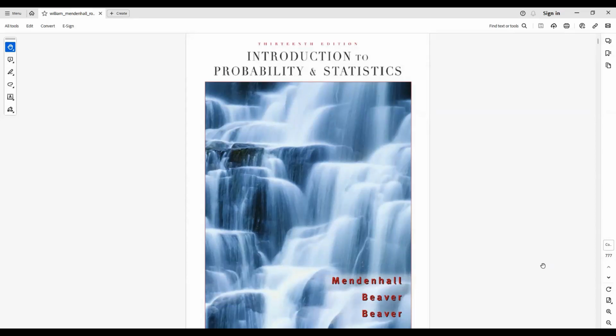Hi, questions in Introduction to Statistics. Here is the textbook we used.